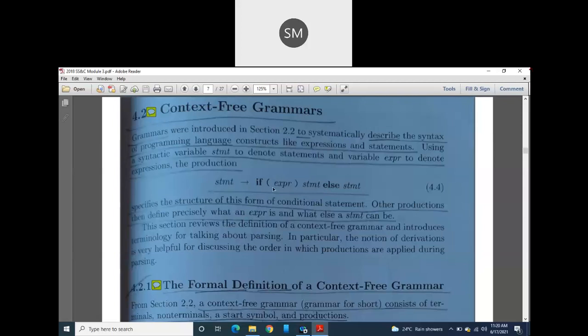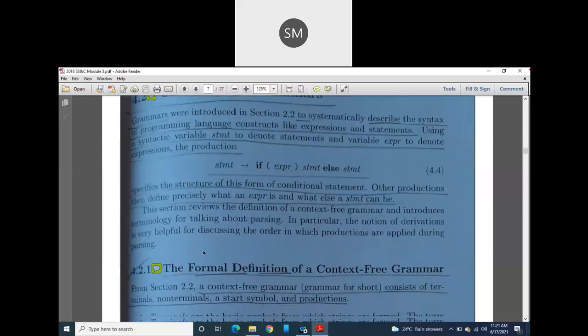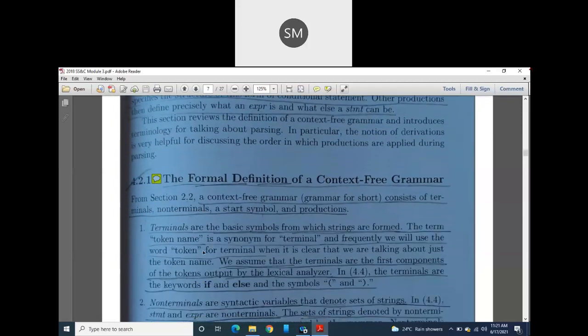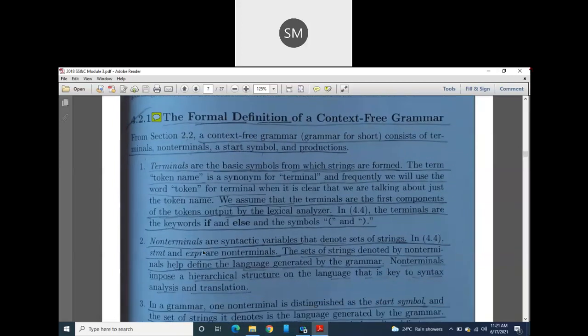In fact, this open parenthesis and close parenthesis are also terminals. Whatever italics I have written are non-terminals. I have to still define them. I don't know what expression is, right? I don't know what this statement is. So still I have to define them with 3 more productions in this grammar. Clear, guys? Then let us see the formal definition of a context-free grammar or grammar.